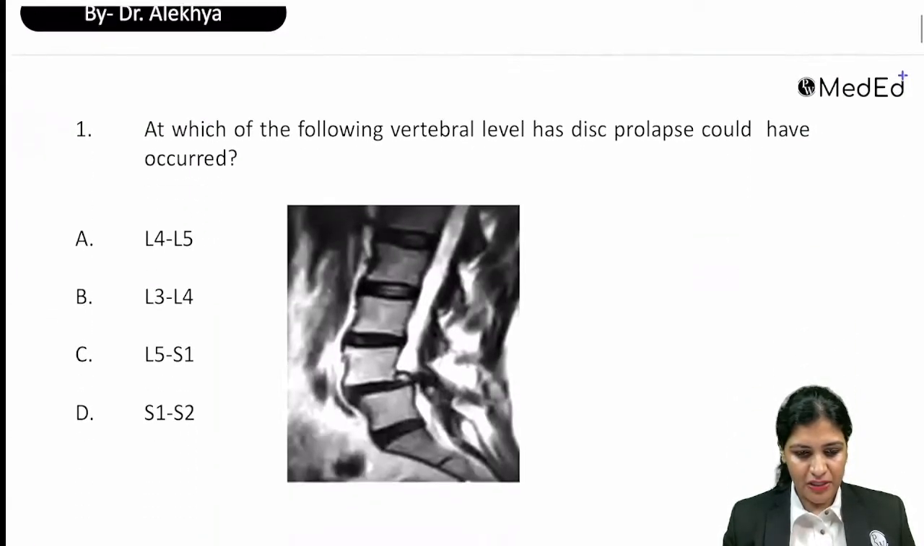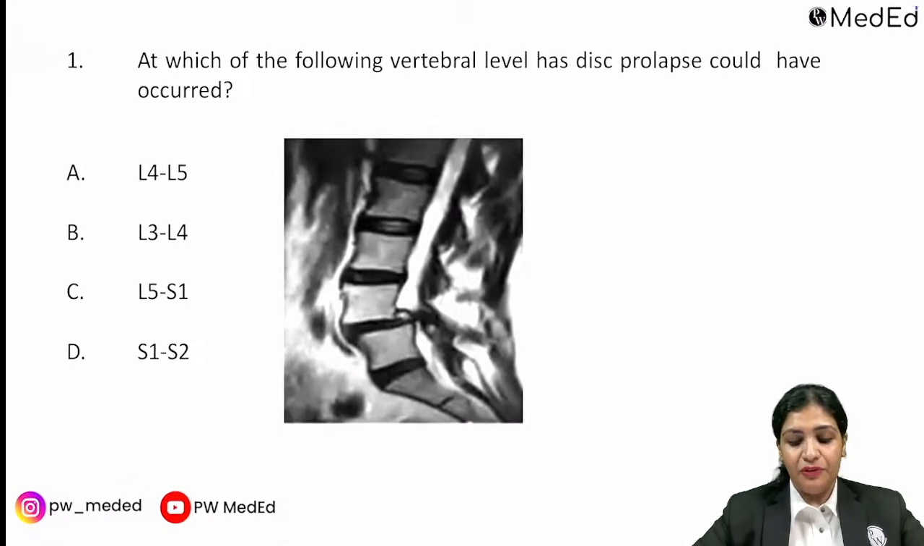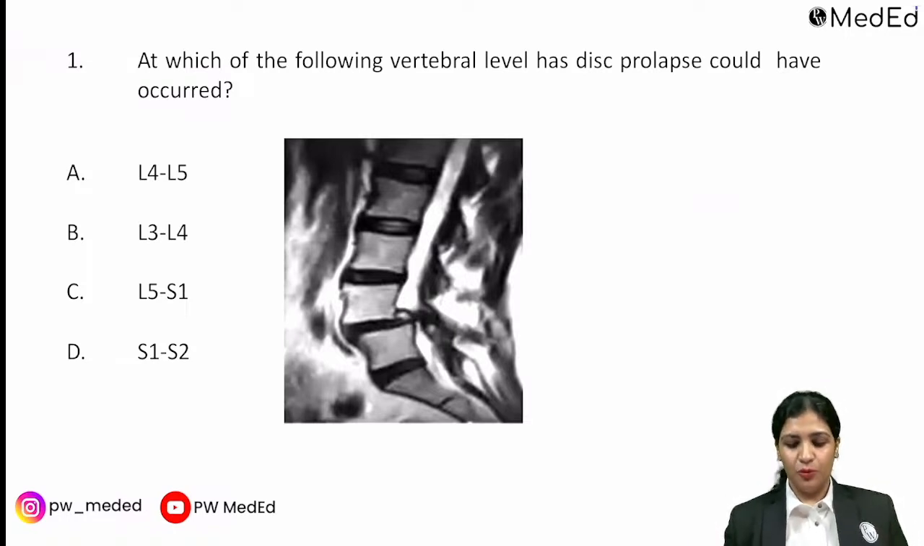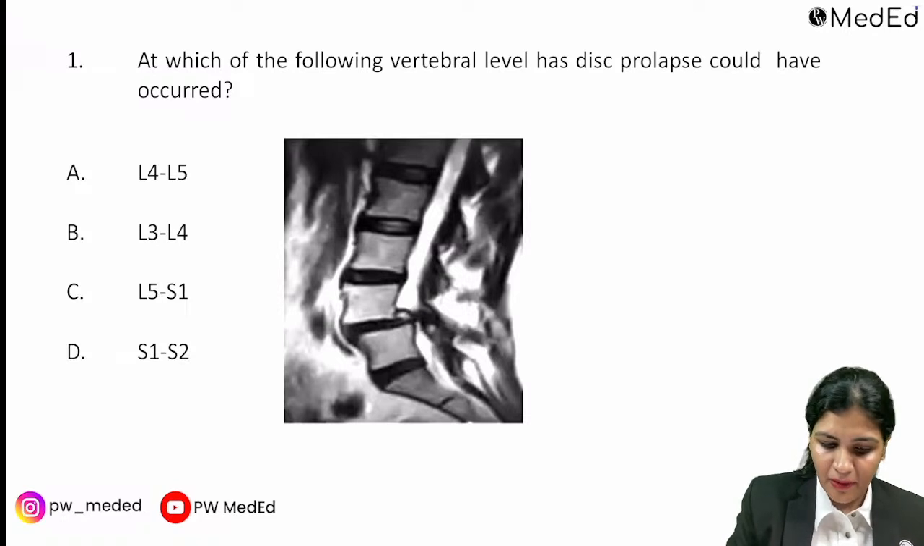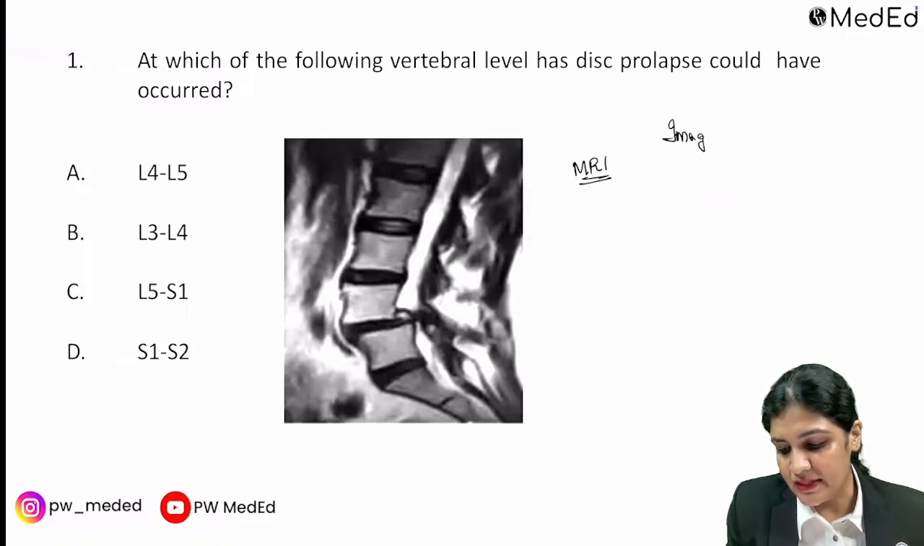So for the first question, at which of the following vertebral levels could disc prolapse have occurred? So now this is the image. If you can see, this image is your MRI, right? So you have various imaging modalities in orthopedics. First you always start with an X-ray, right? You start with an X-ray.